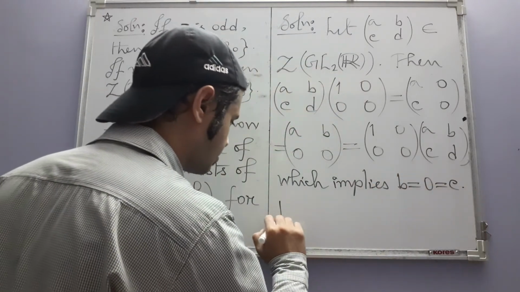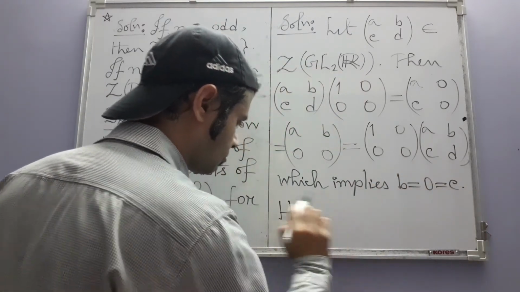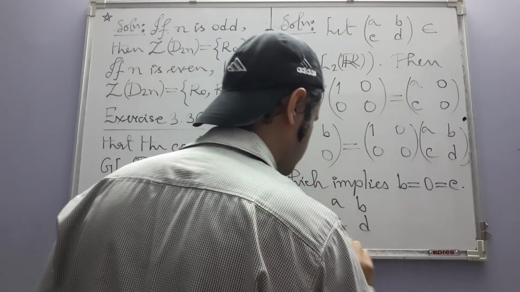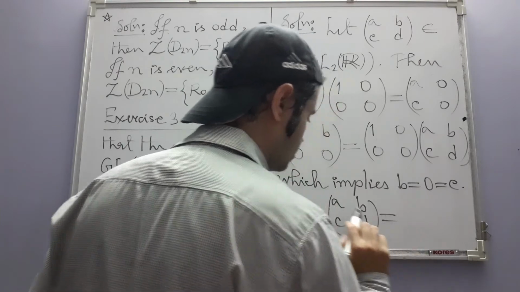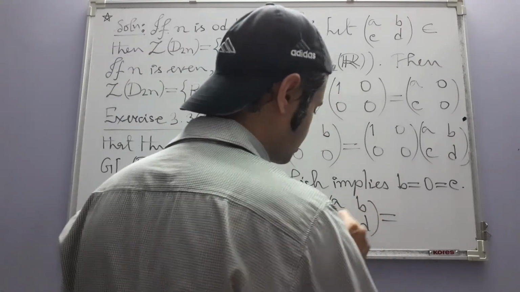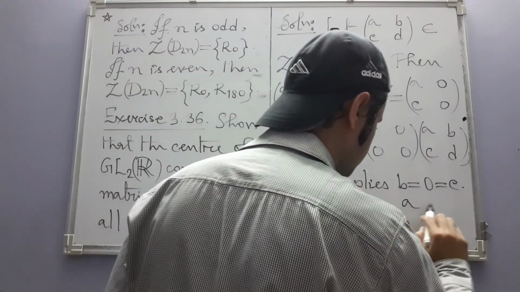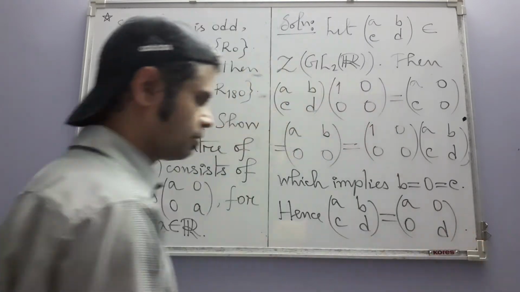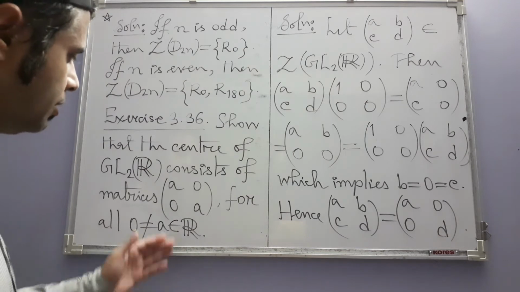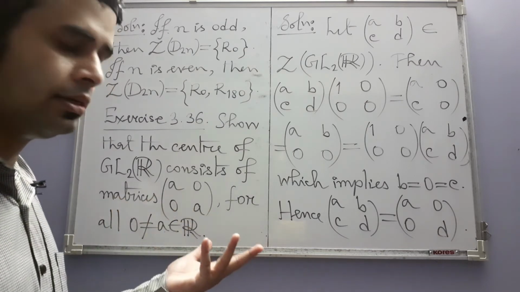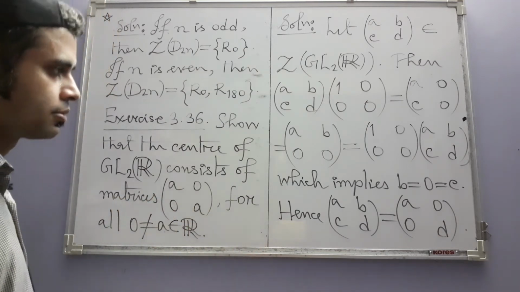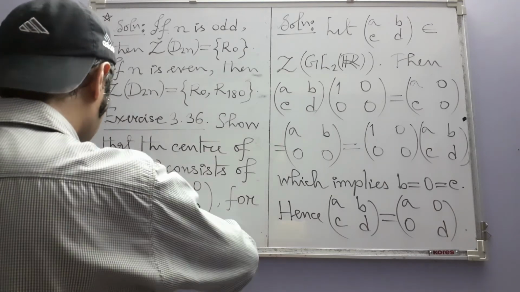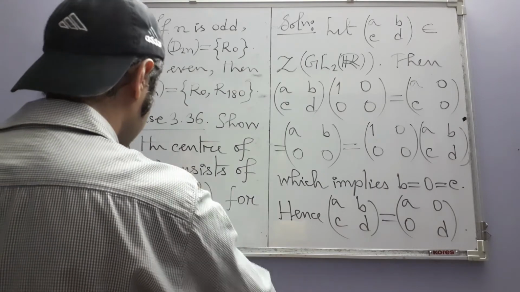Hence, ABCD, our original matrix, is actually a diagonal matrix because the off-diagonal entries must be 0. But we are not quite there. We want to next show that A and D are in fact equal. So let's now see how we can show that.